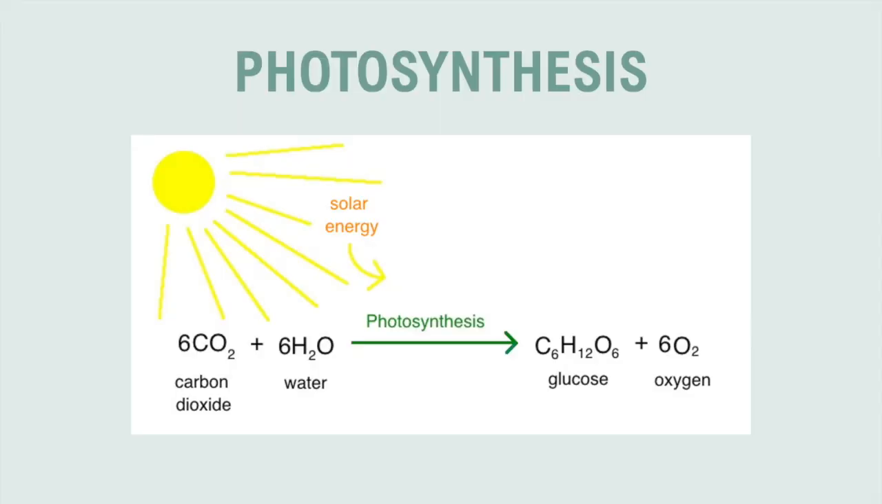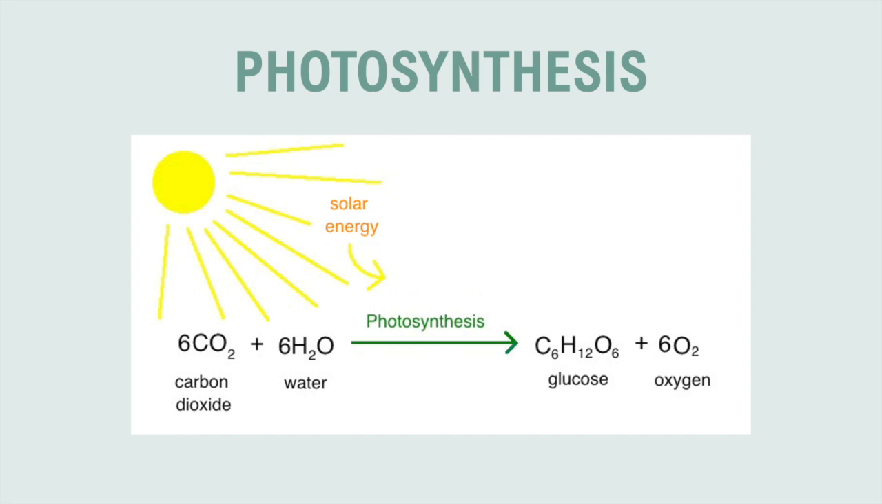Maybe you remember from the previous years that photosynthesis is the process where plants take carbon dioxide from the air and water from the soil. They use the energy from the sun and then they produce glucose and oxygen. This process is very important and it is what defines producers, because producers are organisms in ecosystems that can photosynthesize.